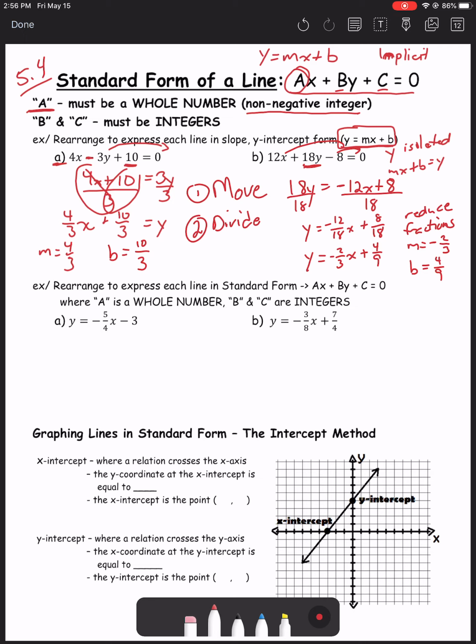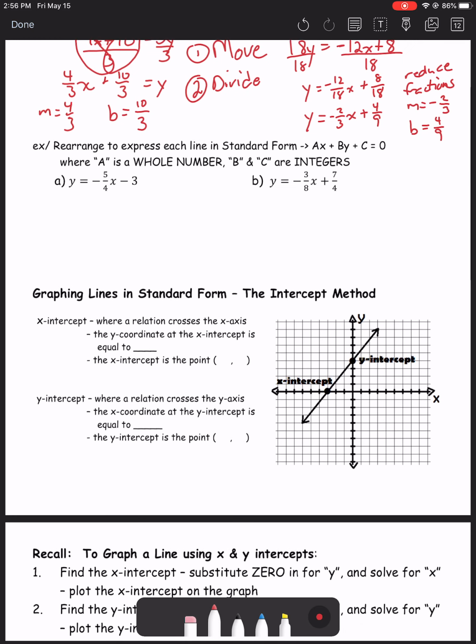Okay? All right, for example 2, we're going the other way. We want to express each line in standard form. So we want to change the form that they're in to standard form, which means I need to get rid of any fractions, because if you remember, it says right here, a is a whole number, so the coefficient on the x has to be positive, and then b and c also have to be integers.